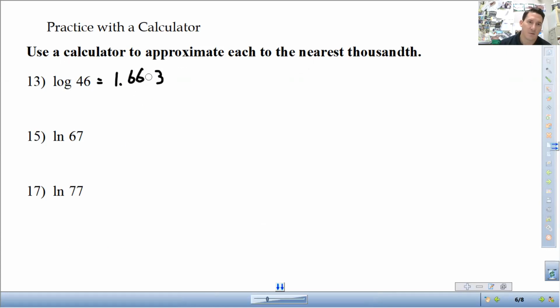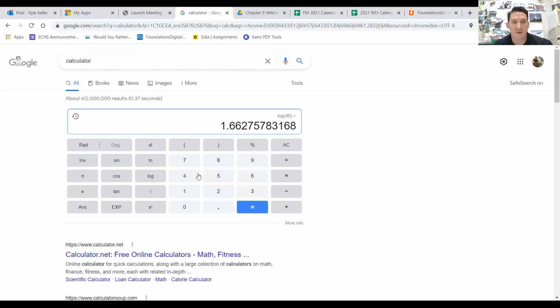1.663. That's what it was. The ln is the natural log. So again, there's a button for that on your calculator. Depending on what your calculator is, you might have to push a second to find it, but there should be an ln. When you're in class, just let me know and I can help you find that if you need to. So ln of 67 is 4.204.